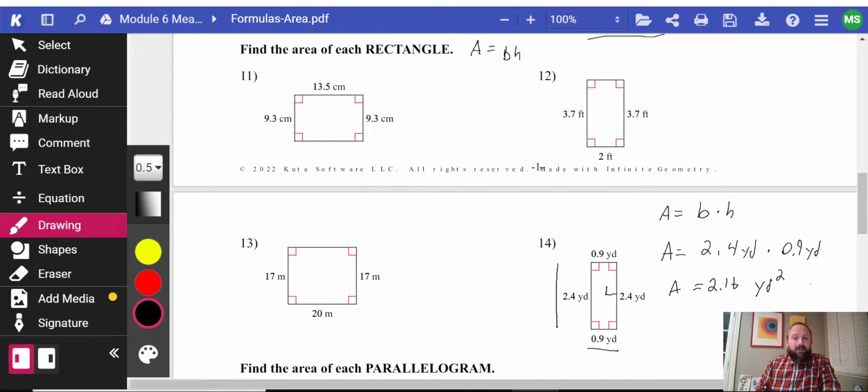So there's a little over 2 of these squares inside here. I know it doesn't look like it, but there will be 2.16 little squares inside. Let's go on.